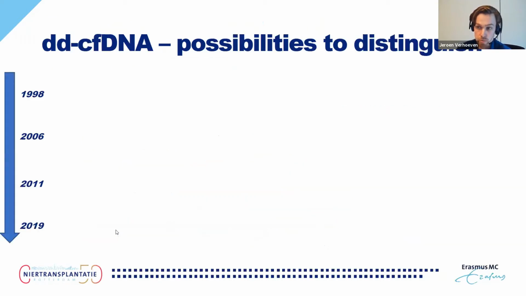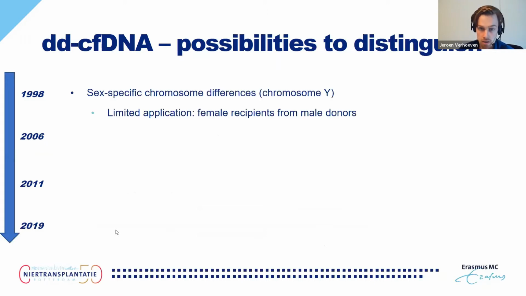There are several possibilities to distinguish the donor from the recipient, and Lo et al. used sex-specific chromosome differences in 1998 to detect the donor-derived cell-free DNA, so sequences on chromosome Y. But the limitation of this method is that it is only applicable in female recipients who received an allograft from a male donor, so in more or less 25% of the cases.